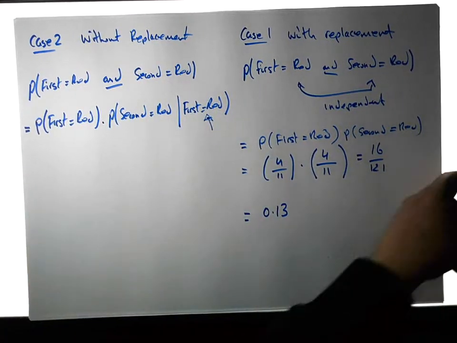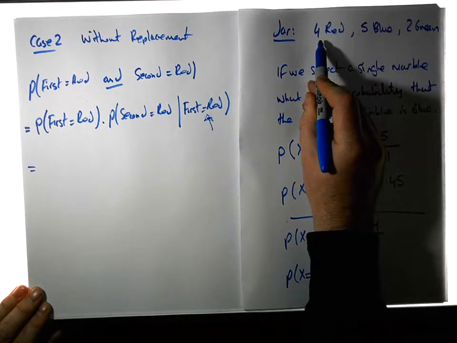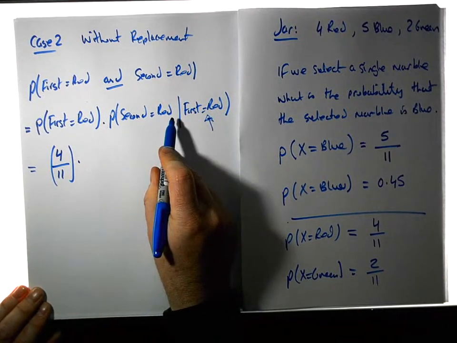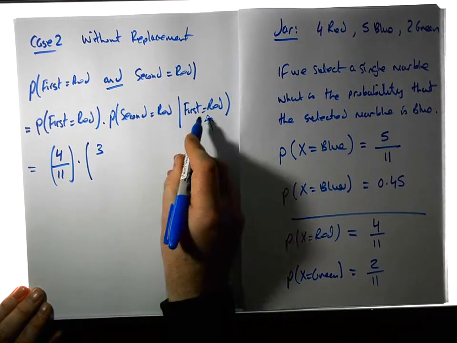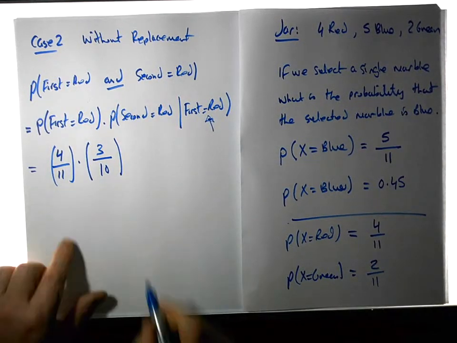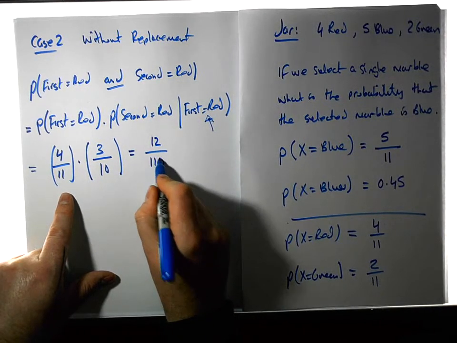So in our case now, what we end up with is the probability that the first is red. Well, there's 4 reds out of 11 times the probability that the second is red. Well, there's only 3 reds left because the first one wasn't put back in the jar, and there's actually only 10 marbles in the jar. So that gives us 12 chances out of 110, right?